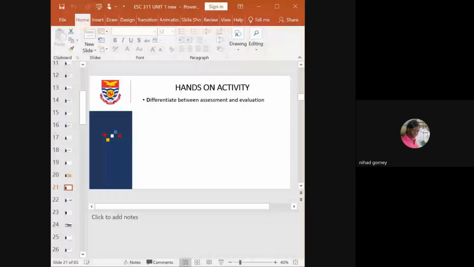We get to differentiate between assessment and evaluation. The question I asked of you: when we say assessment and evaluation, are they the same? If not, what is the difference? Class, are we together? Yeah, we are one.